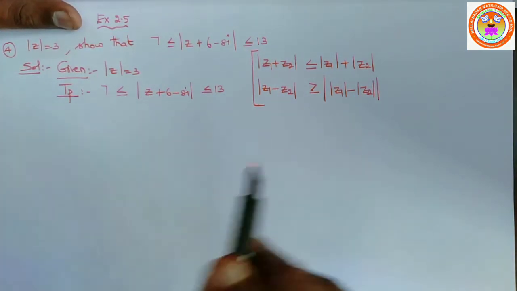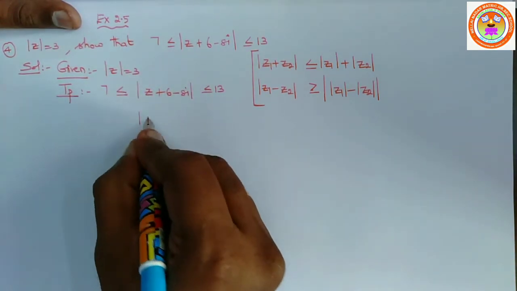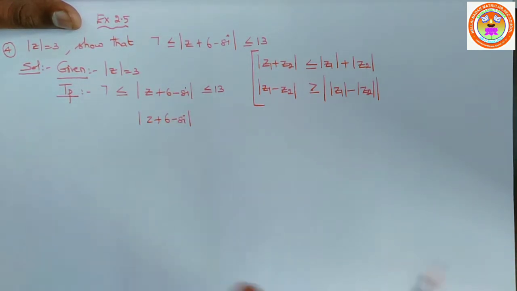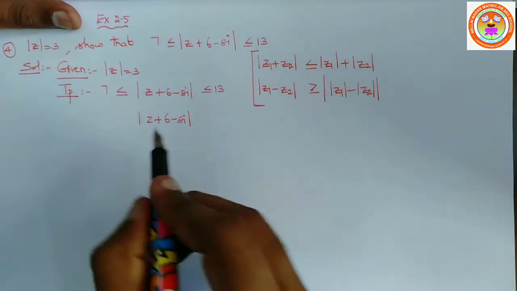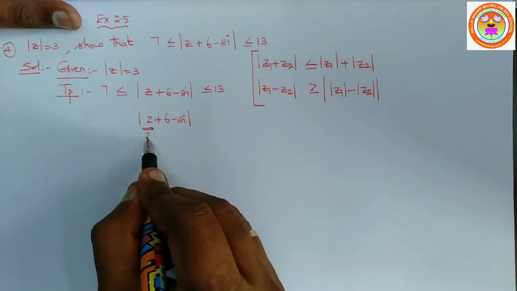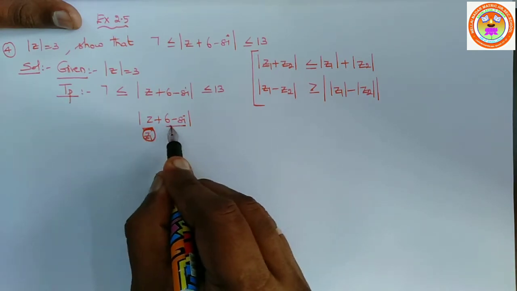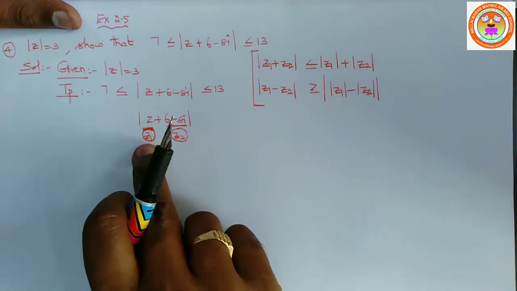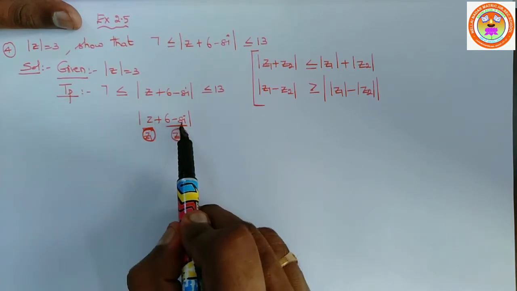So I am going to take modulus of z plus 6 minus 8i. First I am going to divide this into two parts. Listen carefully. z1 plus z2, z1 minus z2. This z I am going to consider as z1. The whole 6 minus 8i I am going to consider as z2.